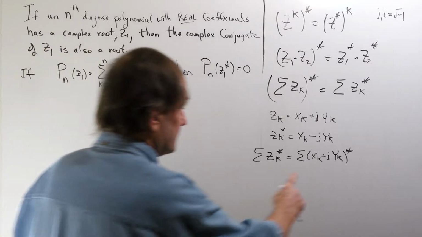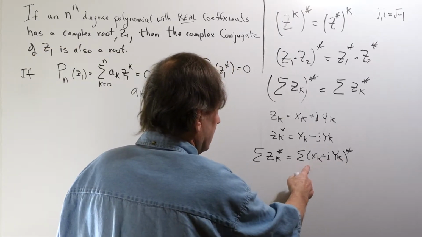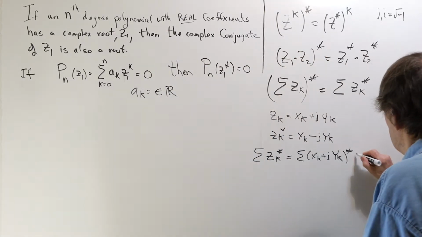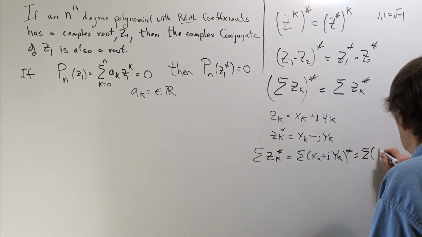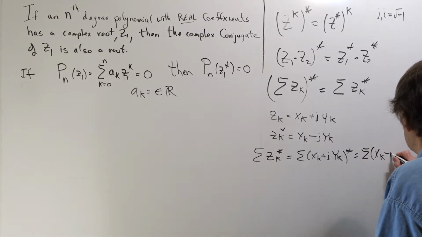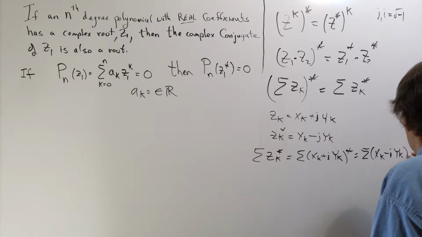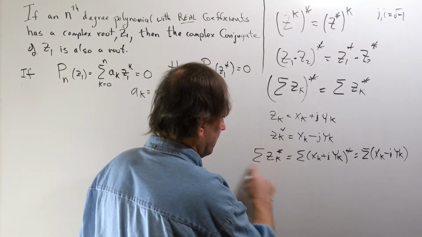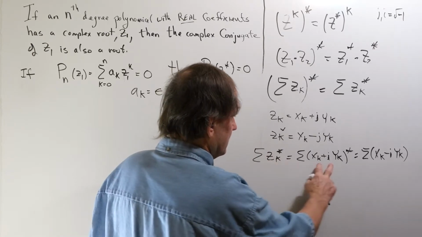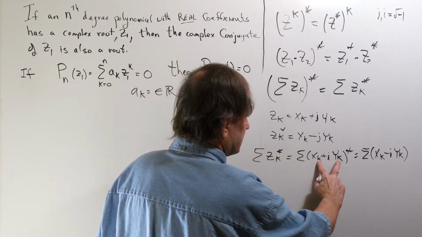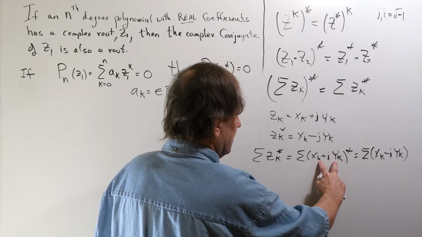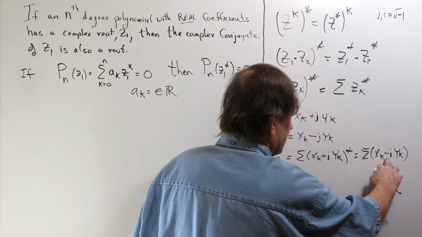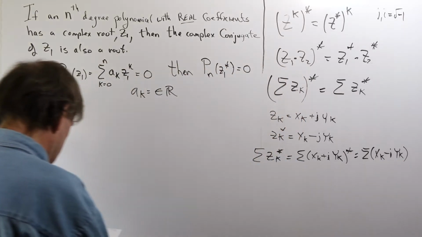Now, by definition, the conjugate of this can be written in this fashion. This is the sum of xk minus j yk. I'm just using the definition of conjugate. The sum of these zk conjugates is the sum of the xk's plus jyk's, and then I conjugate that, so it's the sum of the xk's minus jyk's.